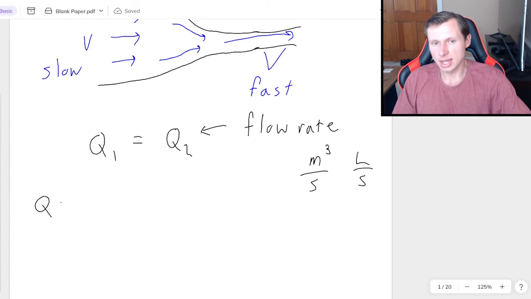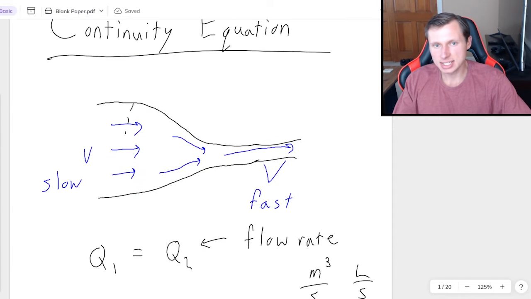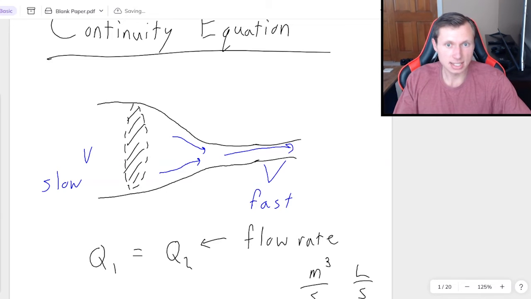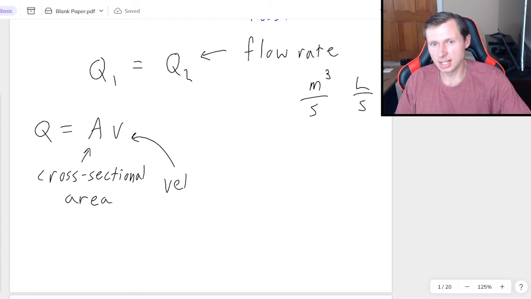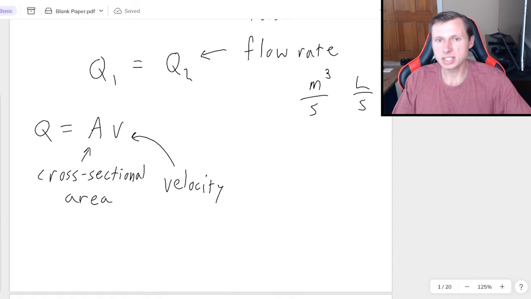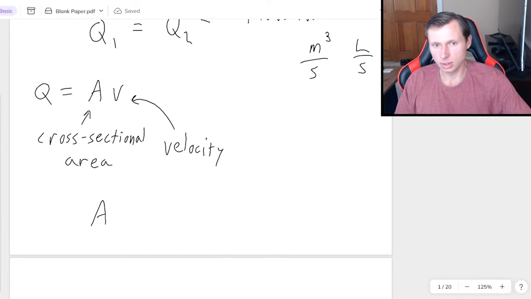We need to know that Q is equal to A times V, where A is the cross-sectional area. So for instance, if I were to take a slice out of this tube right here and find the area of that slice, that's what the cross-sectional area would be. Usually, if it's a circle or a cylinder, it's going to be pi r squared. Sometimes it's a rectangle, length times width or length times height. And then V is not volume, it is velocity. And we know that because it's lowercase v, uppercase V is volume. And so basically, rewriting Q1 equals Q2, we get A1 V1 equals A2 V2.